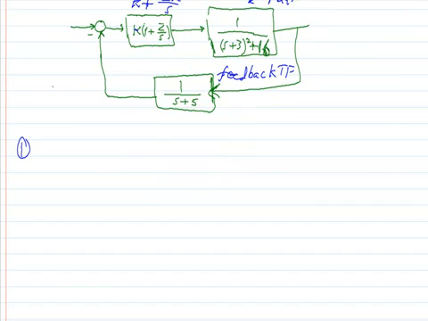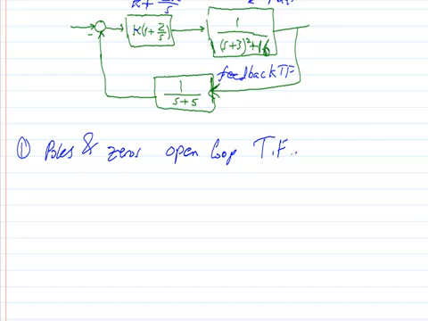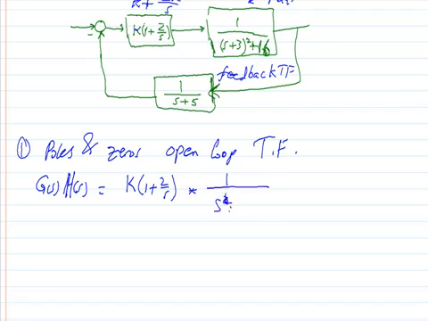To construct the root locus for this particular system, we have to find the poles and zeros for the open loop transfer function. So the open loop transfer function is the forward transfer function multiplied by the feedback transfer function, which is k(1 + 2/s) multiplied by the plant transfer function 1 over (s + 3) whole square plus 16, multiplied by 1 over s + 5, which is the H of s.